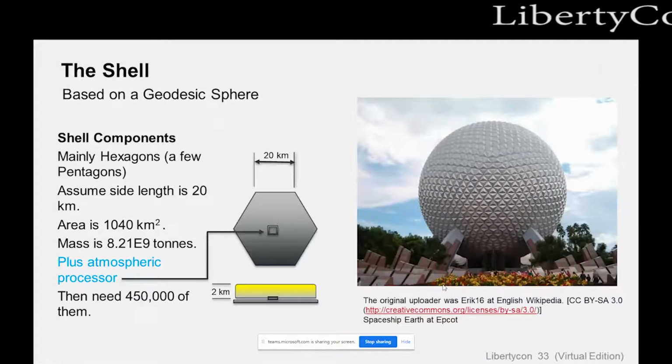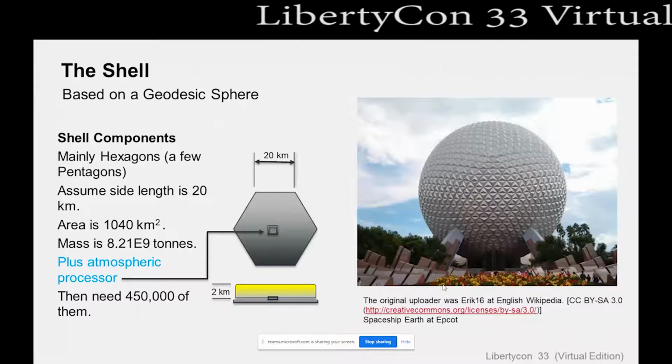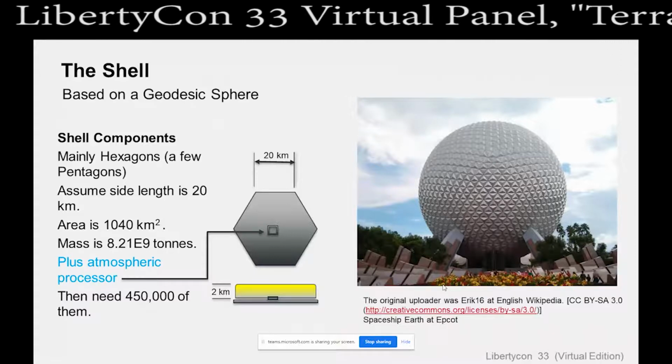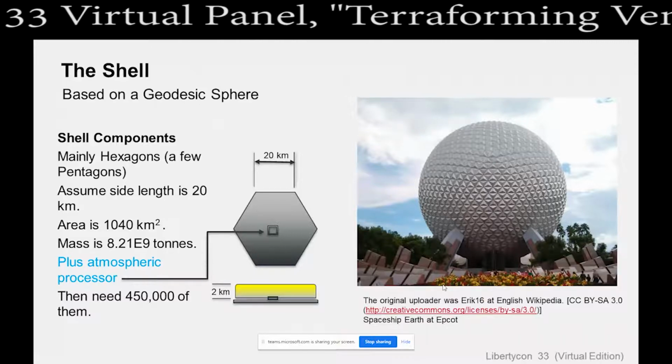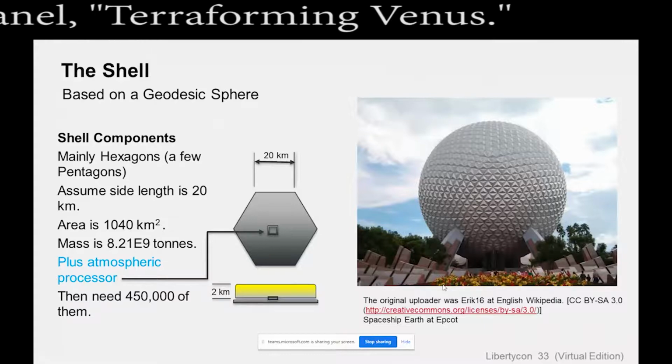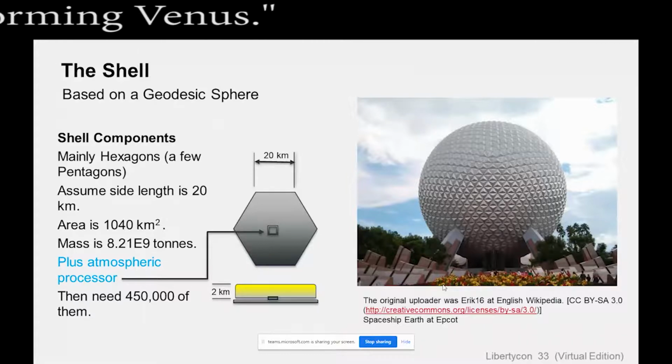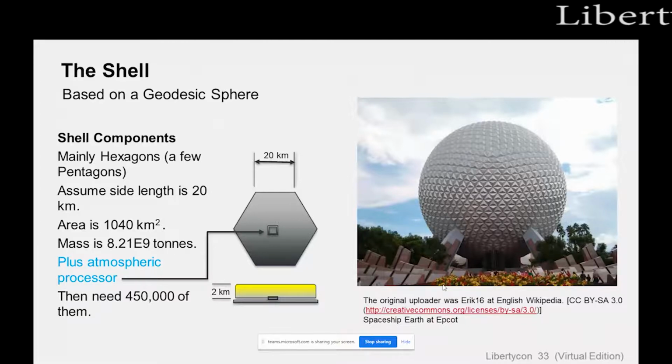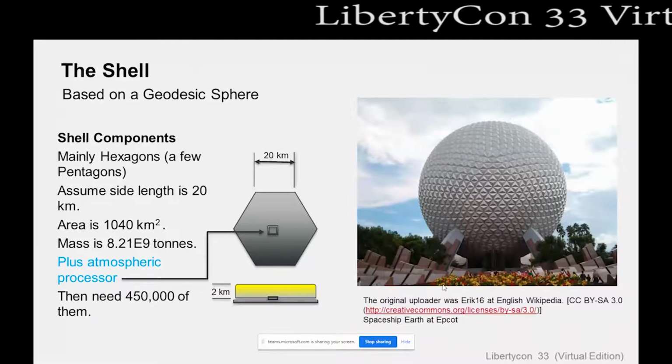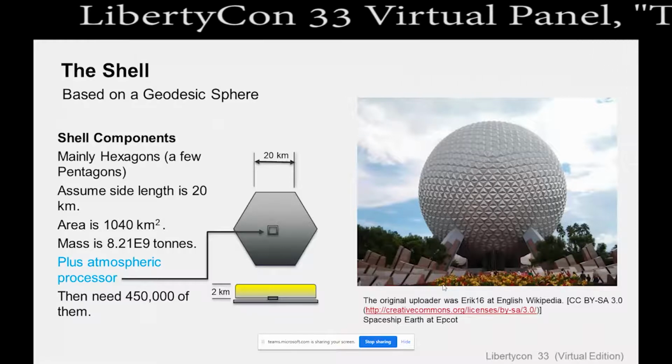Okay, well, how would we build such a thing? We can't put in scaffolding and build it. So let's take a different approach. Let's think in terms of a geodesic sphere. Most of the components of a geodesic sphere are hexagons. You have to have a few pentagons in order to make the concept work.